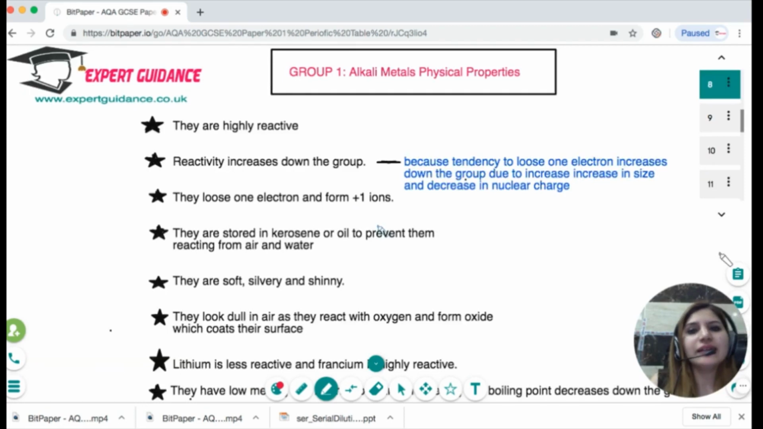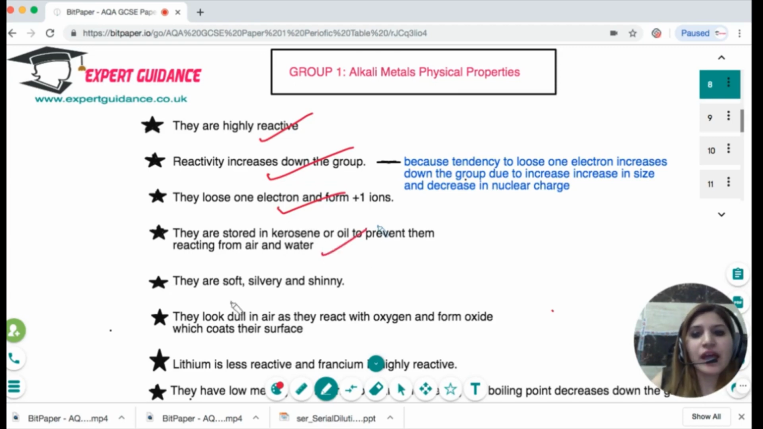Okay, now let us look at the physical properties of group 1. They are highly reactive. Their reactivity increases down the group. Since they have one electron in their outermost shell, they lose one electron and form positive 1 ions. They are stored in kerosene and oil. Why? Because they are highly reactive. They can easily react with oxygen or moisture in the air, and can cause an explosive reaction.